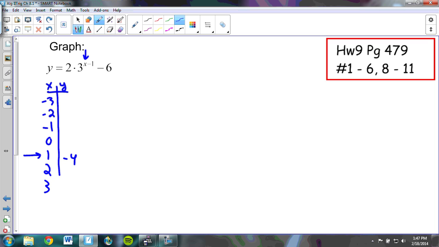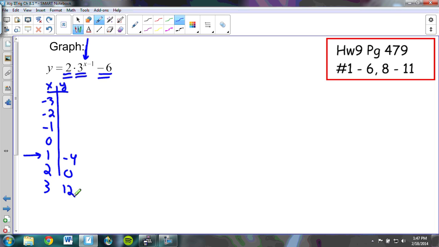Okay, I'm going to plug in 2 next. Plug it in here again. 2 minus 1 is 1. 3 to the first is 3, times 2 is 6, minus 6 is 0. Plug in 3 here. 3 minus 1 is 2. 3 to the second power is 9. 2 times 9 is 18. Minus 6 is 12.